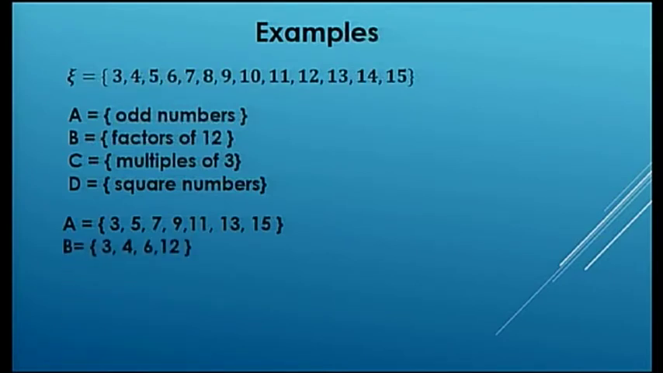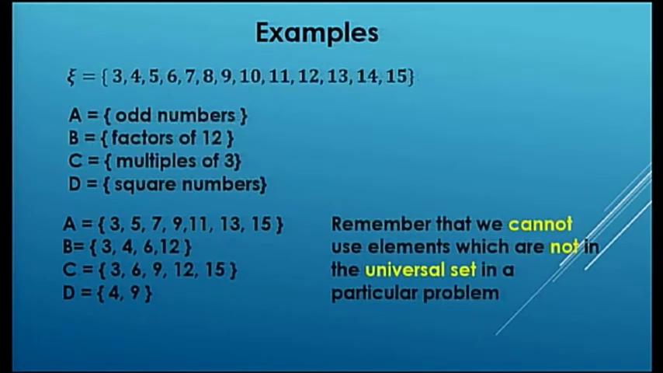Same for factors of 12, multiples of 3. For set D, can you tell me what are the square numbers found in the universal set? Yes, only 4 and 9. Okay, so you must always remember that we cannot use elements which are not in the universal set in a particular problem. Like in this one, we were restricted to numbers from 3 to 15.